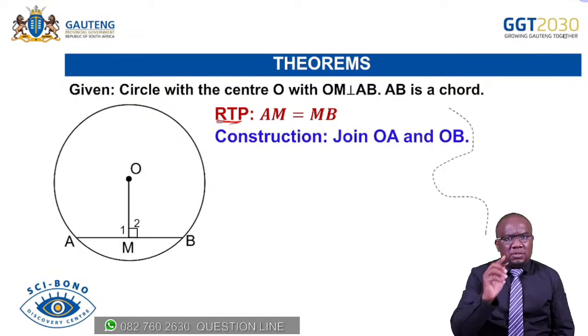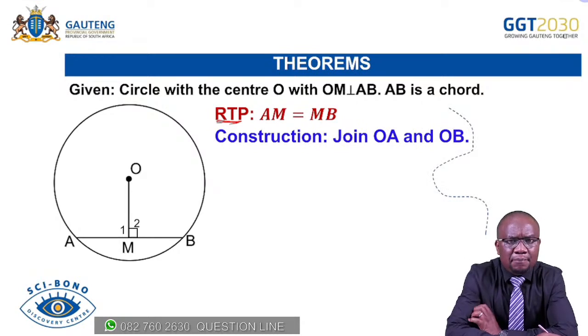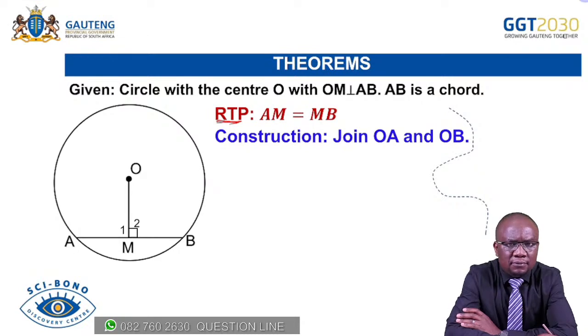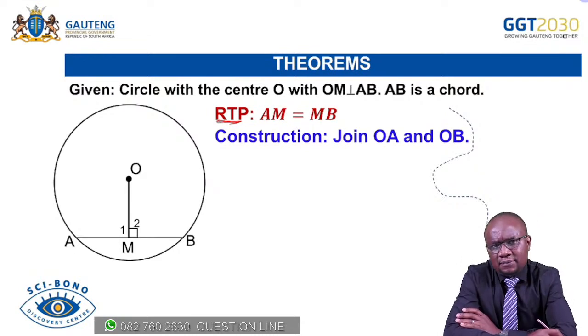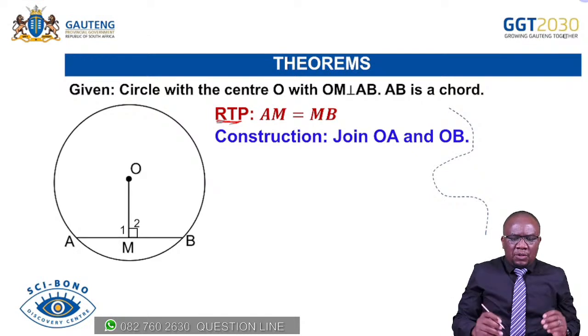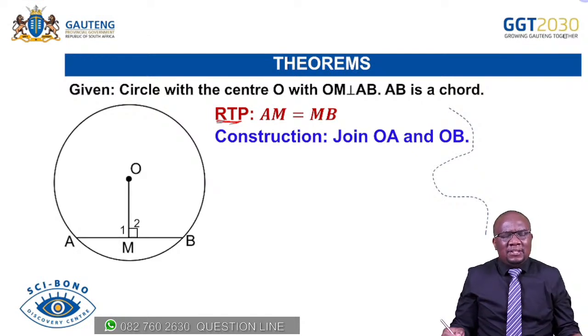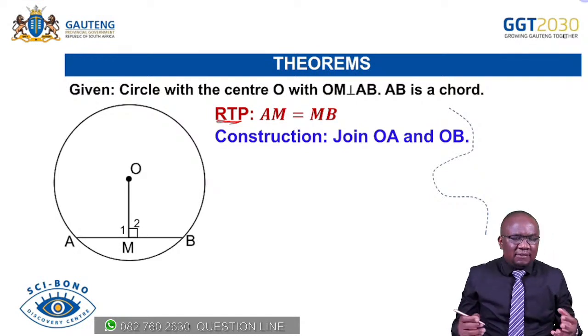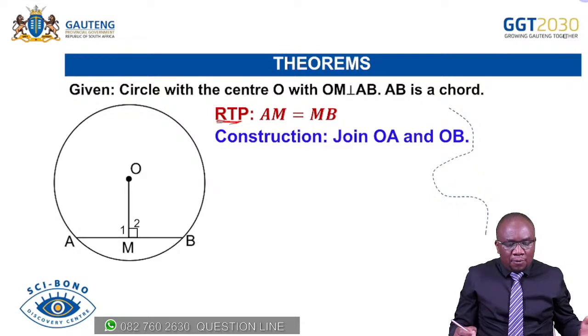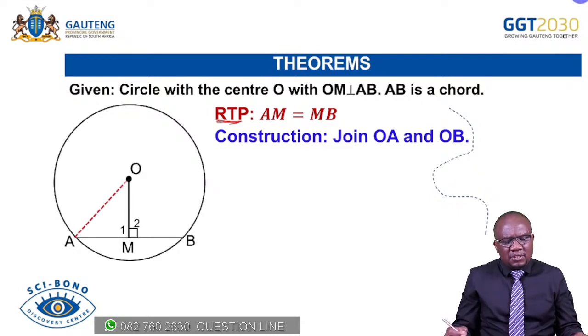First step, construction. Very, very important. You won't get any marks if you don't do your construction. The first thing that you do is construction. So you must know for this theorem, this is what I construct. Join AO and OB. It's not like all the circles are going to have A, O, B. They can use any letters, maybe P, Q, R. But you must know how to construct. So now the radii, AO, OB, construct.